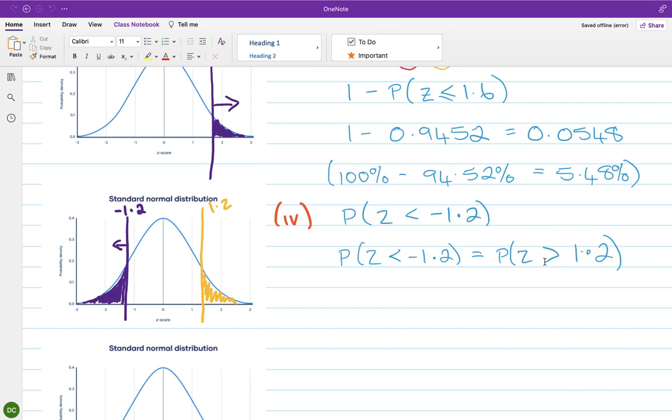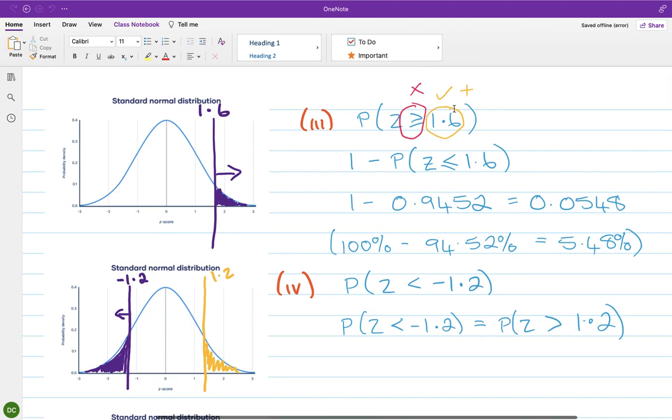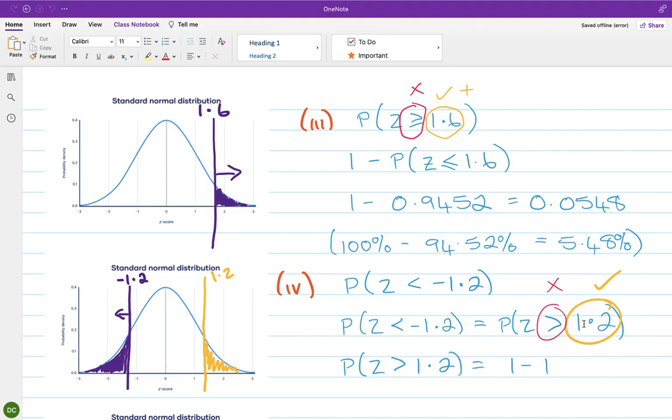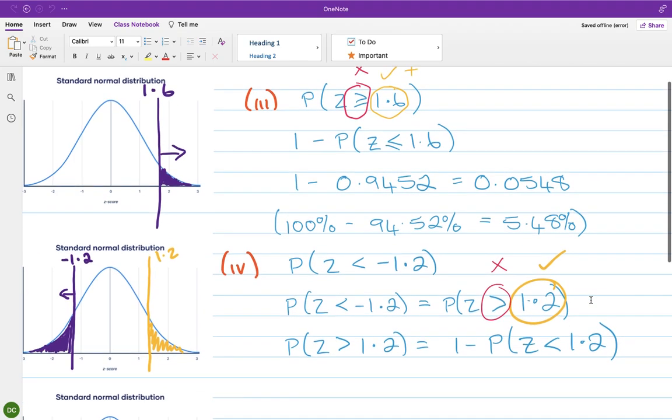So then we focus on this. This is what we try to figure out. And we already know how to do that. So the probability of it being greater than a positive number is exactly the same as what we did here. So we have the positive number, but we don't have the less than, so we just do 1 minus. So the probability of Z being greater than 1.2 is 1 minus the probability of Z being less than 1.2. And that I can look up.